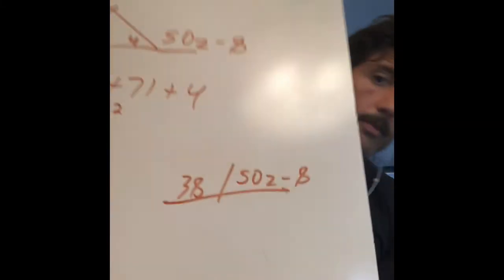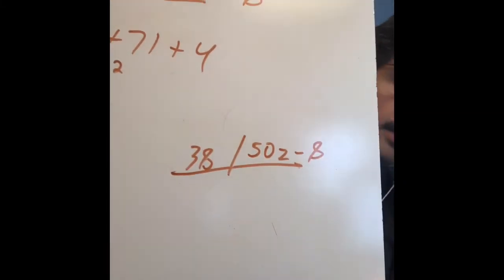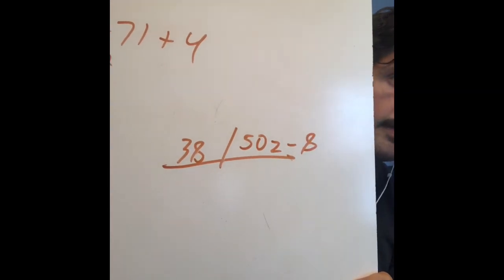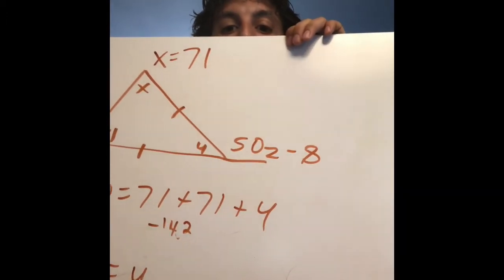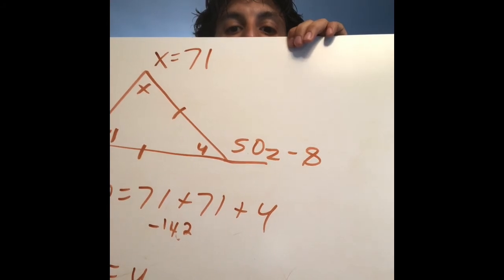Now I have a straight line. My straight line is 38 on one side, 50z minus 8 on the other side. So there's what's left, 38 and 50z minus 8. That's the exterior part of that triangle. If you take a look again at the full triangle, that y, and then 50z minus 8.